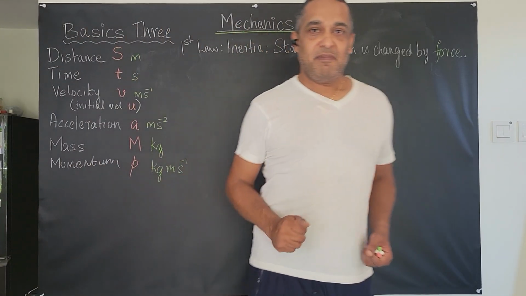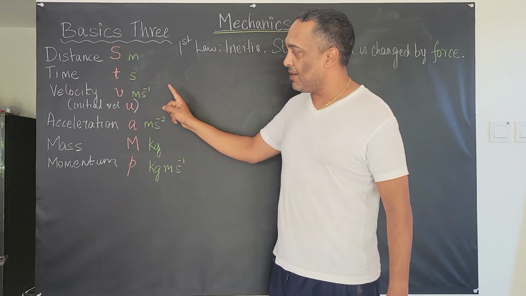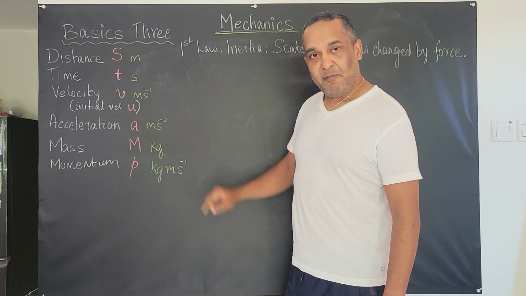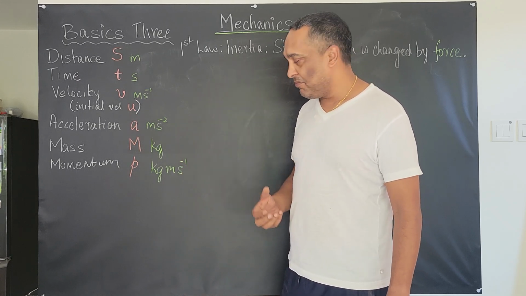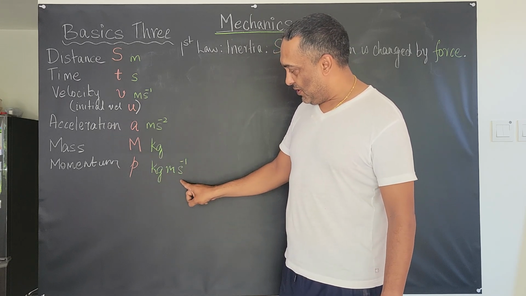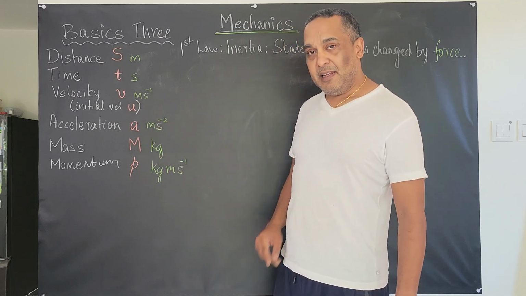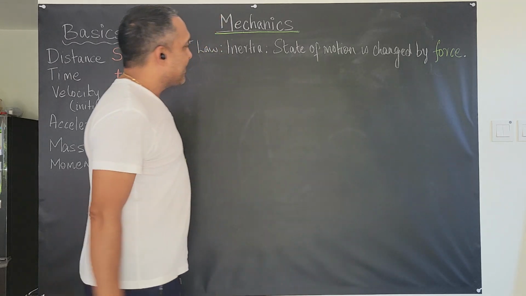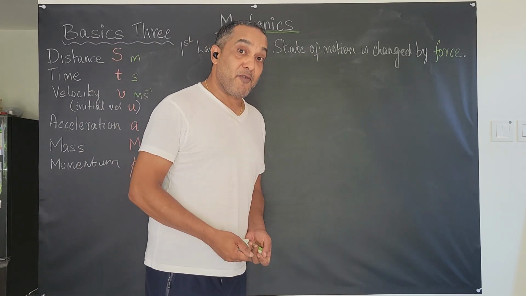All right, we're here at Basics, Part 3. So far, we've learned distance, time, velocity, and acceleration. In our Part 1, we looked at mass, we looked at momentum, really sort of a value of that motion, kilogram meters per second, because momentum is mass times velocity. And we learned Newton's first law, or the law of inertia, and I've stated it in a very simple statement here: that state of motion is changed by force.